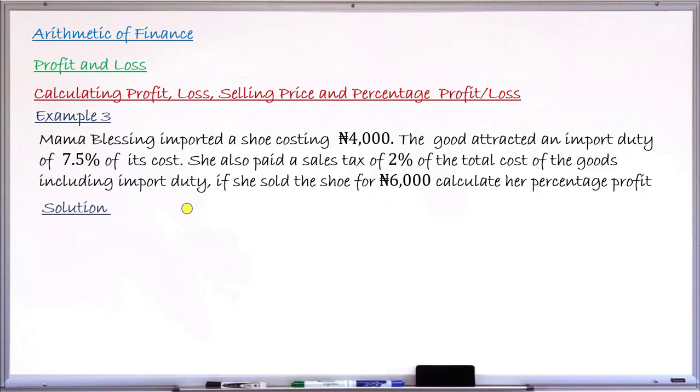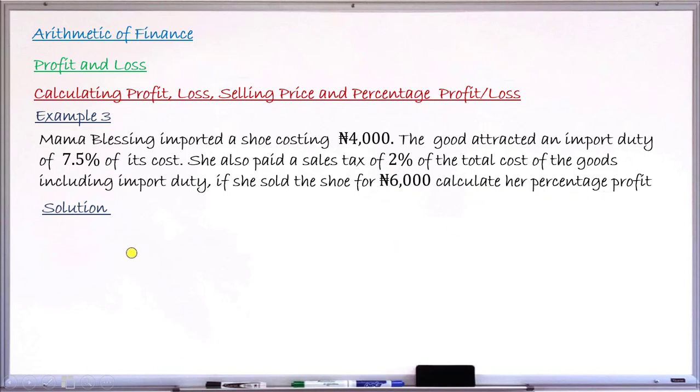If I go back to the question just quickly, she had the opportunity of going abroad and found this shoe with the Nigerian currency there, the equivalent of 4,000 naira. And while coming into the country, she now paid an import duty. This is usual, of 7.5% of the cost, that is of this 4,000. And after she sold the item, she included this 2% sales tax in the cost. And in the end, finally, she was able to sell this good at this 6,000 naira. So the question asked here: calculate her percentage profit.